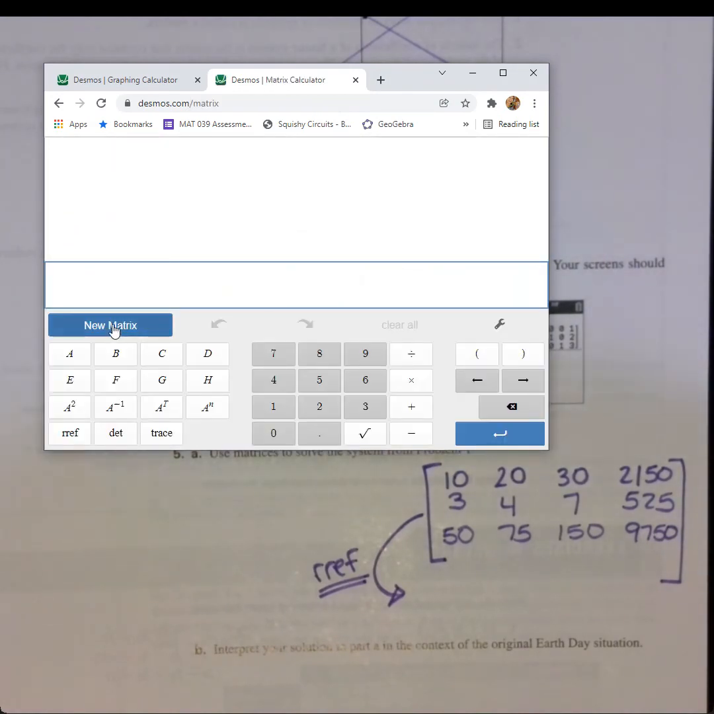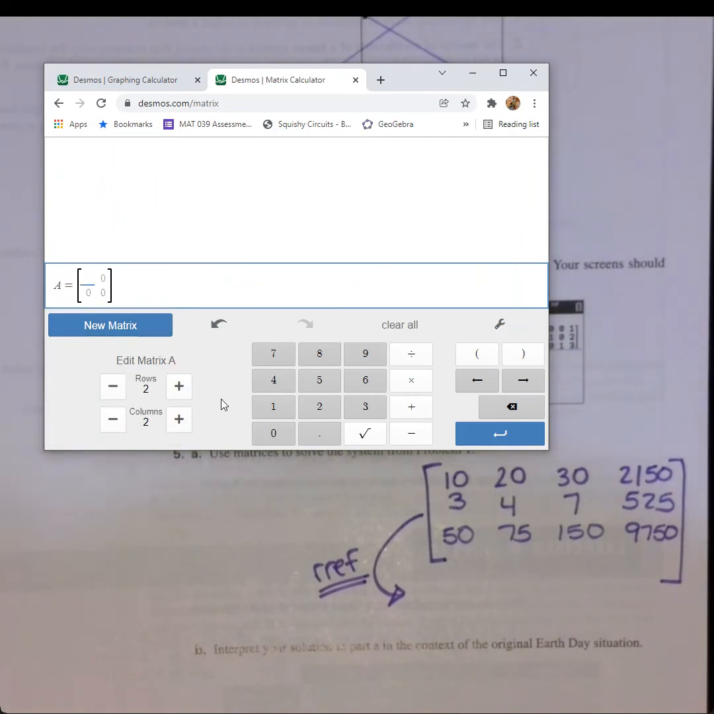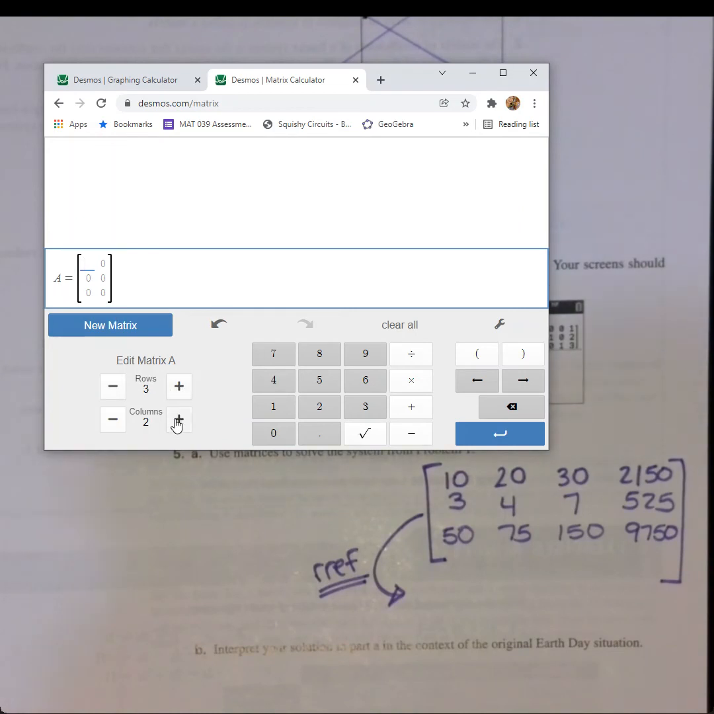Okay, so I'm going to enter a new matrix. And this matrix has 3 rows and 4 columns. So 3 rows and 4 columns. We're going to type in our values. I'm just going to hit tab to go between those spots right here. Tabbing again, entering my matrix. All right, so I've got all the values in my matrix.